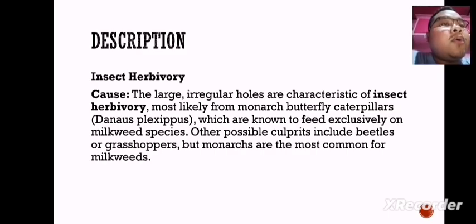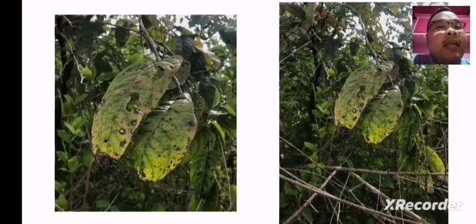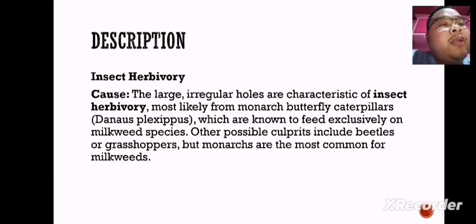The large irregular holes are characteristic of insect herbivory, most likely from monarch butterfly caterpillars or the Danaus plexippus, which are known to feed exclusively on milkweed species. Other possible culprits include beetles or grasshoppers, but monarchs are the most common for milkweeds. So yung mga monarch butterfly na ito, na tinatawag ding Danaus plexippus, ang nagko-cause ng mga holes na yan. So, monarch butterfly caterpillars, okay?